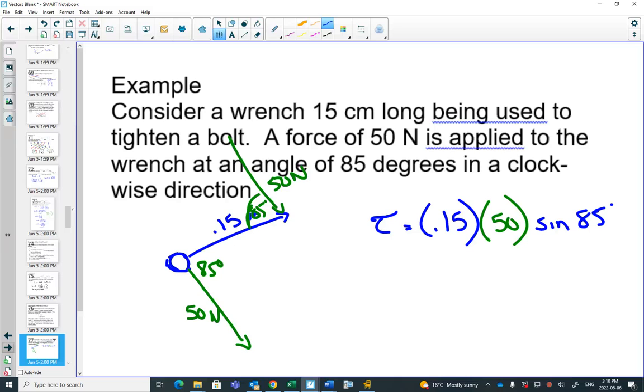Now, if you just type it in, 7.47 Newton meters. Fair enough. I like it. Feels like it needs a dot, but yeah.